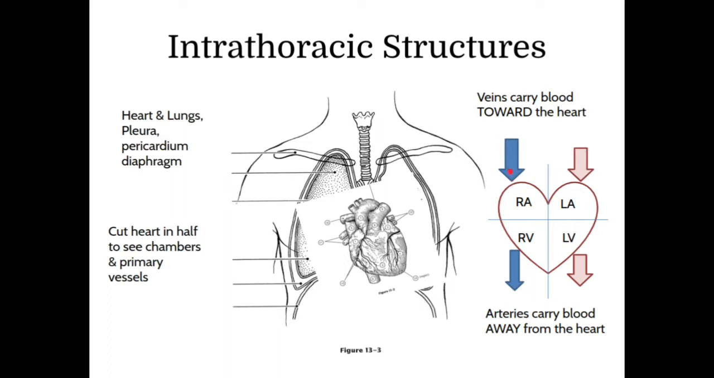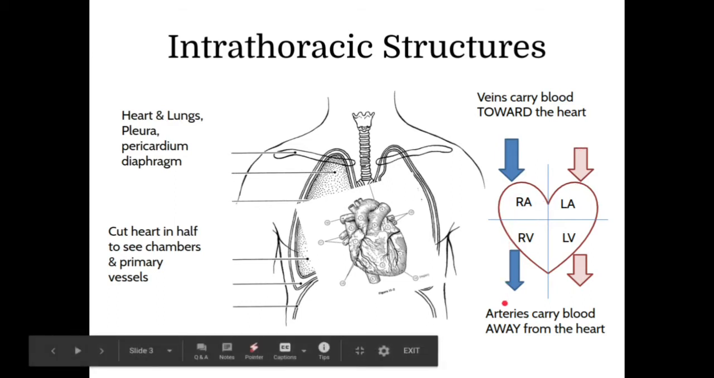The vessels that carry blood into the heart always deliver it into these top two chambers, which are called the atria. And those vessels are called veins. So veins always carry blood toward the heart. Most of the time, the veins that you're looking at in your body are going to be carrying this blue or deoxygenated blood, but that's not always true. On the left side of your heart, these veins are coming back from your lungs, and so they're full of oxygen and they're red, but they're going towards your heart, so they're called veins.